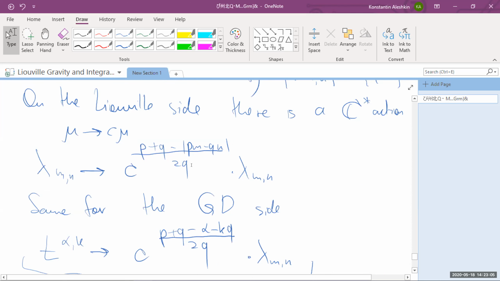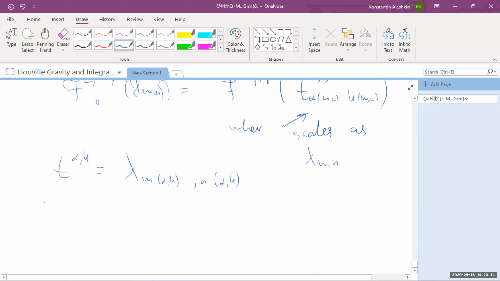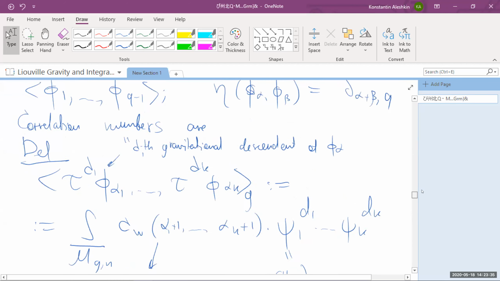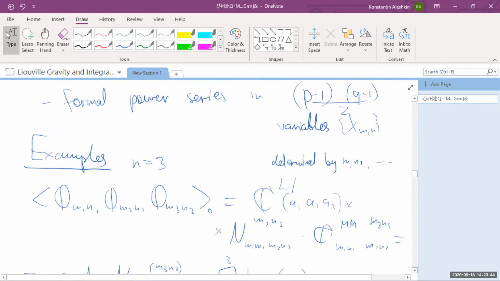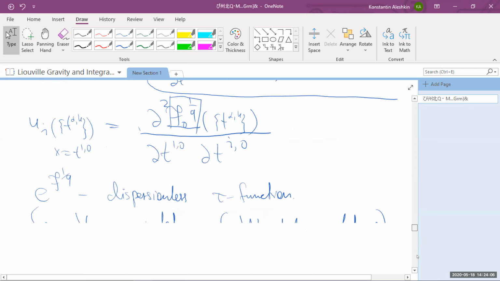However, this turns out not to be enough, because under naive identification the numbers don't coincide. Under this, the fusion rules of CFT of minimal models are not satisfied. Let me recall what it is. So let us return to gravity correlation numbers. We have 3-point gravity numbers, and they are just products of these fusion rules, so constants 1 and 0, multiplied by some very simple and non-significant factors. So the point is that we can use these fusion rules to fix this coordinate transformation.